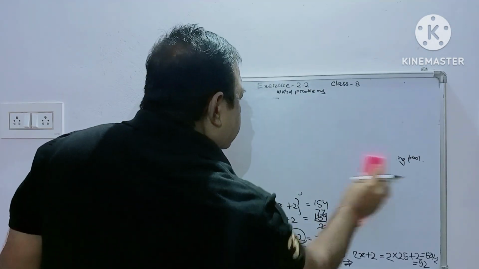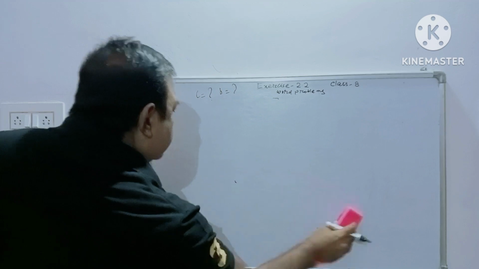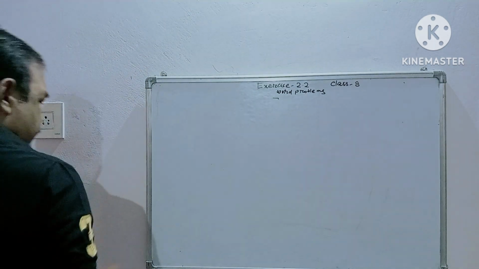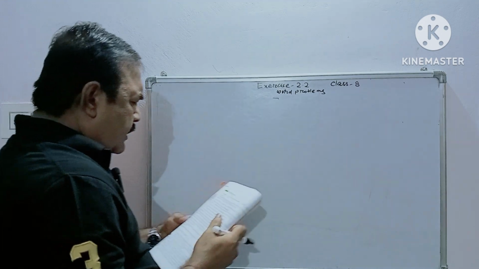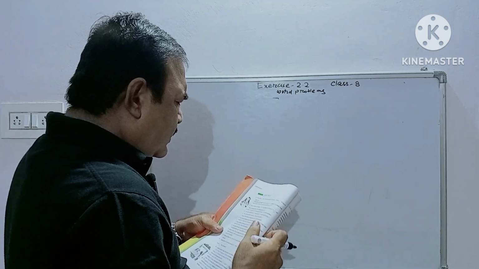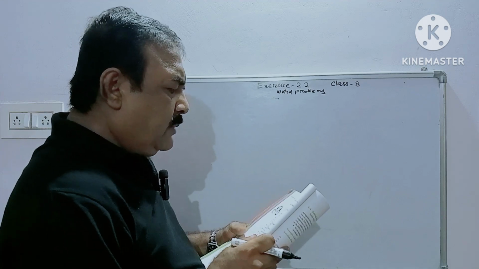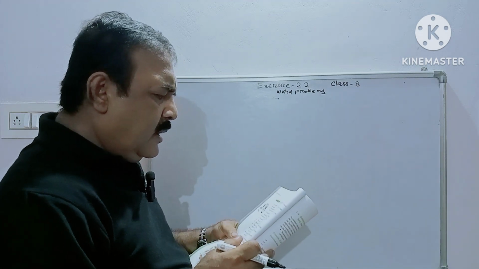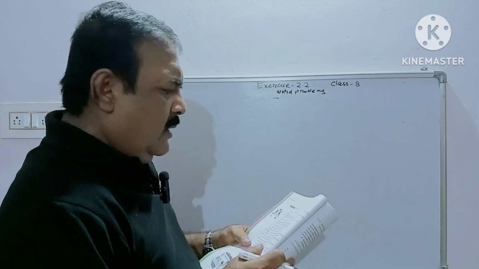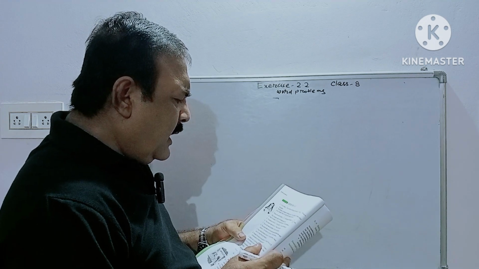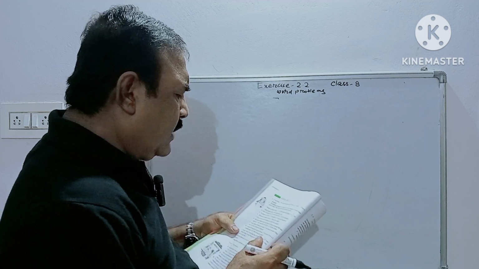Question number 3. The base of an isosceles triangle is 4 upon 3 centimeter. The perimeter of the triangle is 4 whole number and 2 upon 15 centimeters. So what is the length of either of the remaining equal sides?